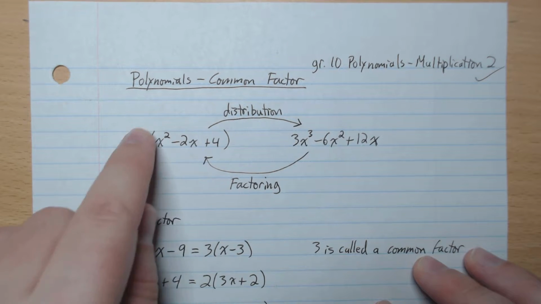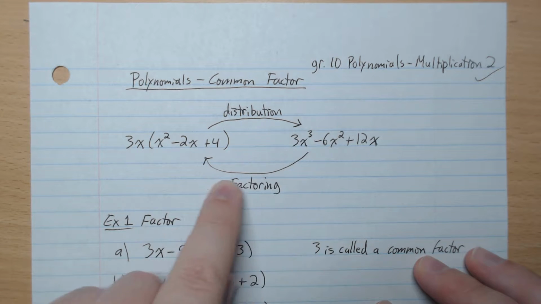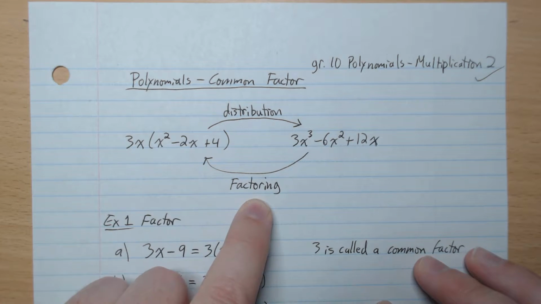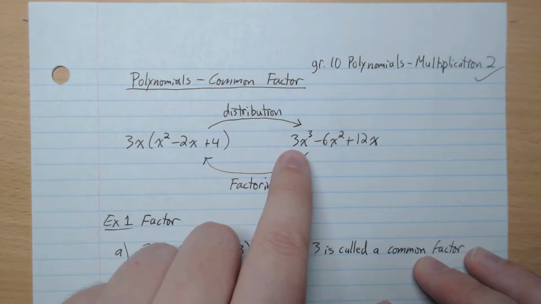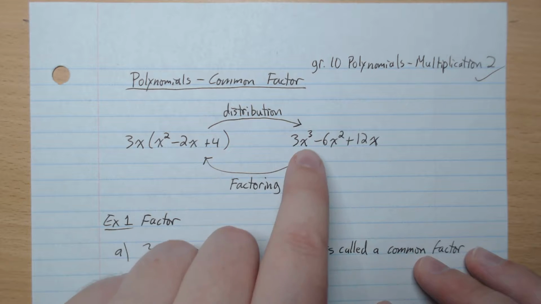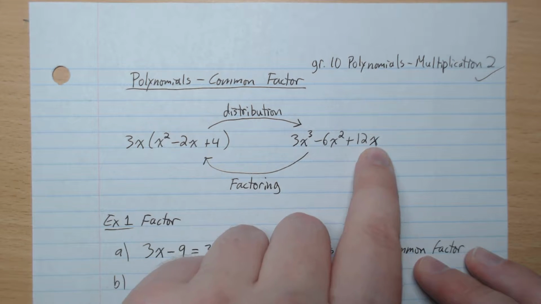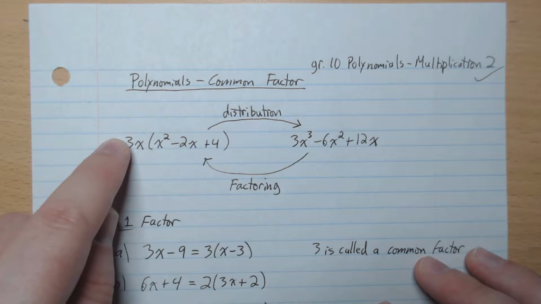So when we are distributing, we get a polynomial like that. And if we're doing the opposite, it's called factoring. So we're looking at the numbers and we're saying, okay, which factor is in common? And in this case, it's 3. So we write down 3. And then we look at the variables, we look at the letters and say, okay, x cubed, x squared, x. So there's an x in common here. And so we're factoring out 3x.